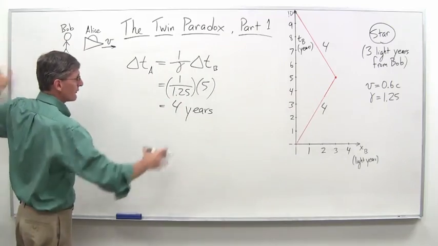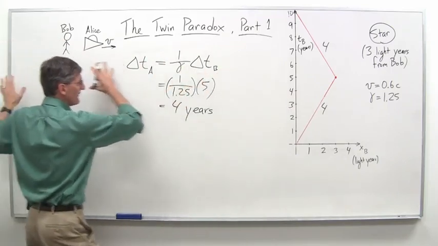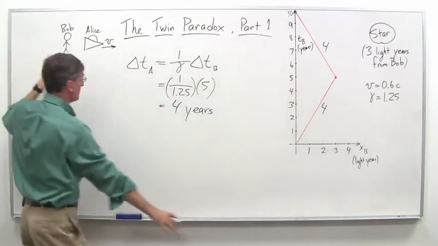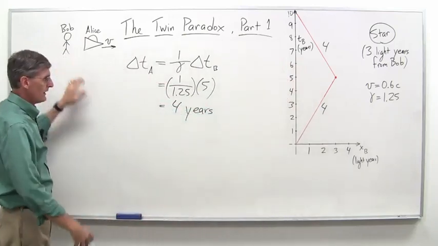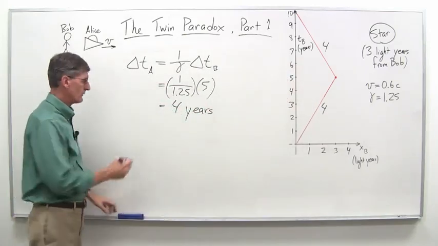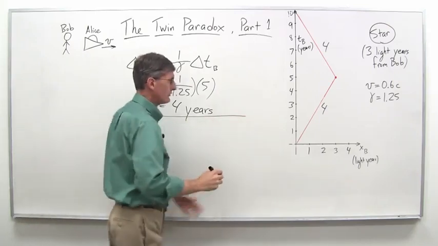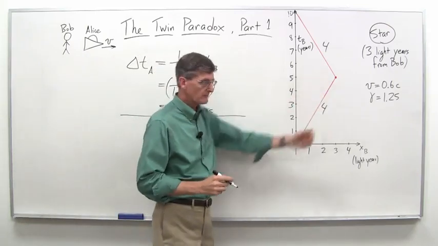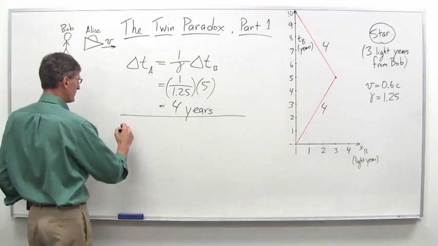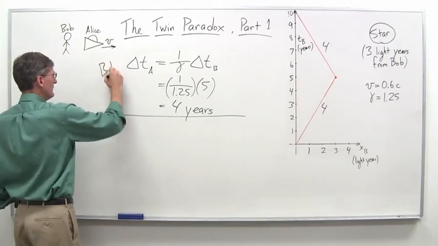Bob travels that way, goes that way. The star comes to her, and then back again. The star moves away, and Bob comes this way. And if you do that analysis, from Alice's perspective, she sees her clock ticks off 4 years. And then you could say, okay, so this is Bob's analysis.